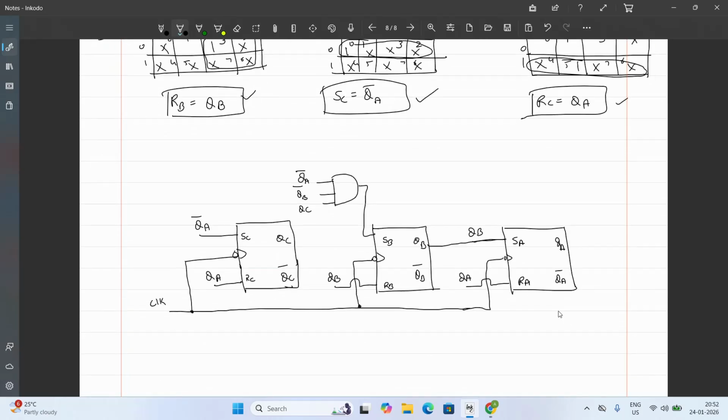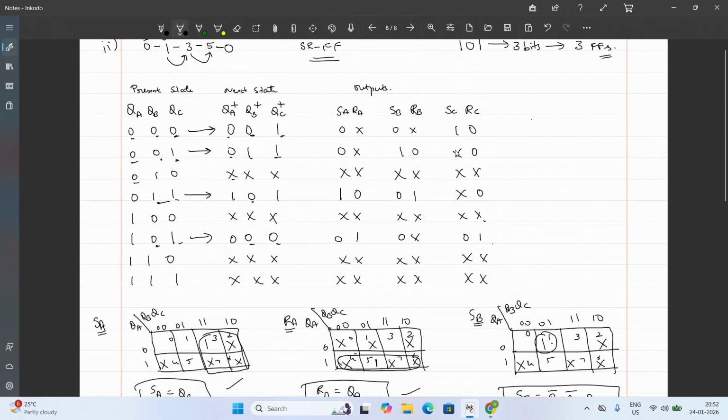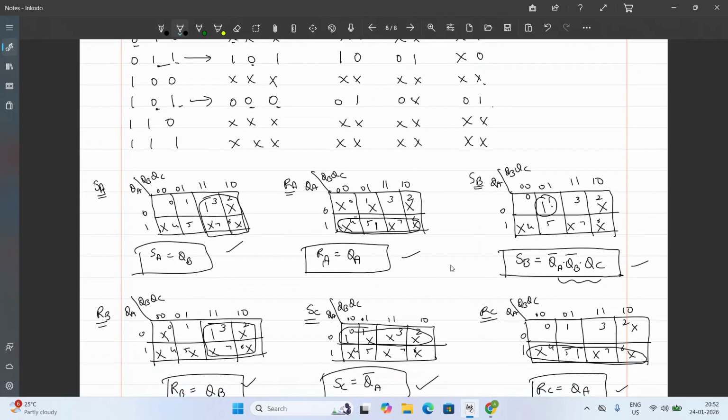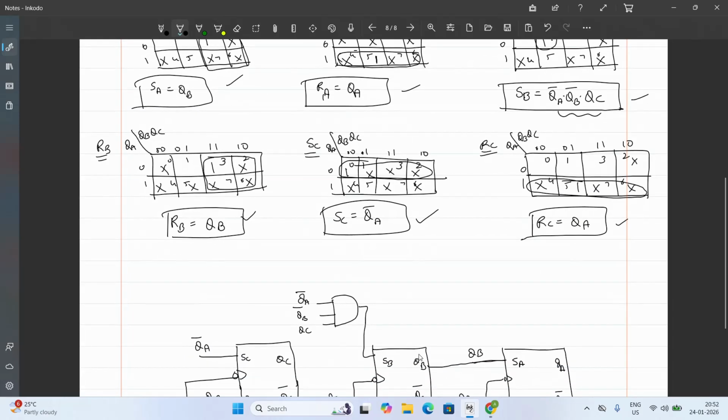So this is how you can draw the synchronous counter. You can design a synchronous counter for any type of question, whether it is a mod counter or a random sequence counter. The procedure remains the same. The main thing is you should know how to write the next state. If you write the next state correctly and you know the excitation table properly, then you can complete this easily. Once this is done, it is simple K-map simplification and drawing the circuit.